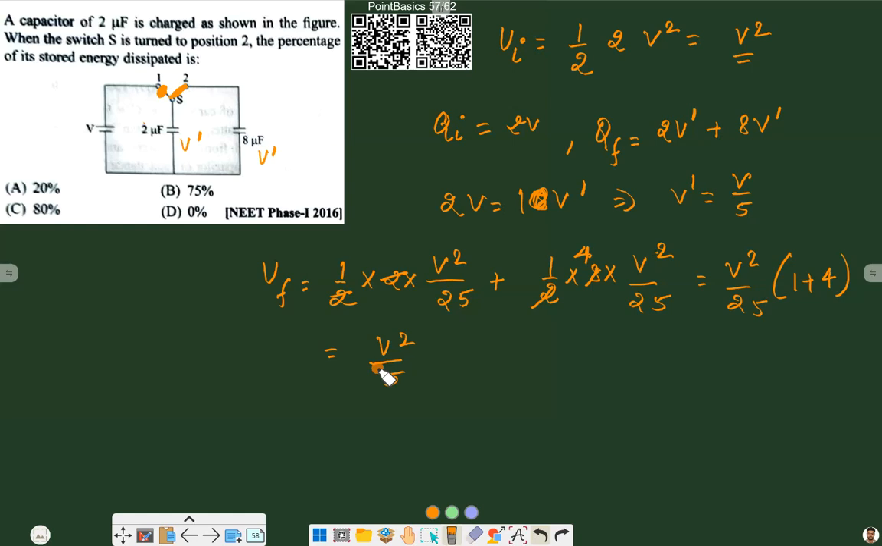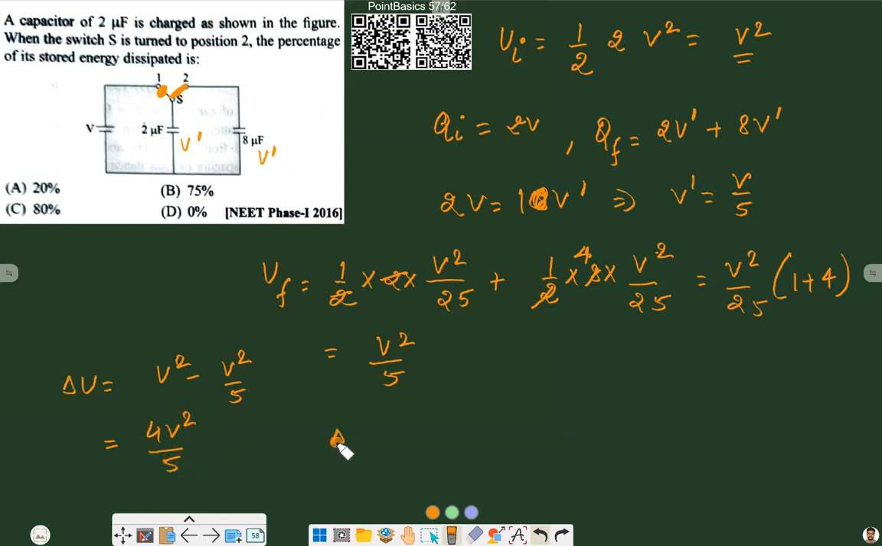So percentage of stored energy dissipated. So we have to again find the loss. Dissipated means we have to find the loss. So loss will be initial minus final. So V square minus V square by 5, which will be equal to 4V square by 5.